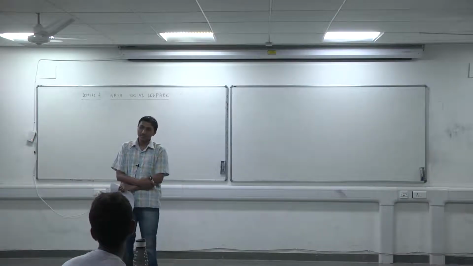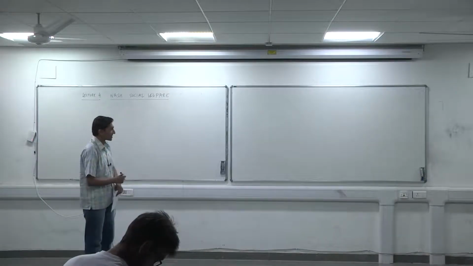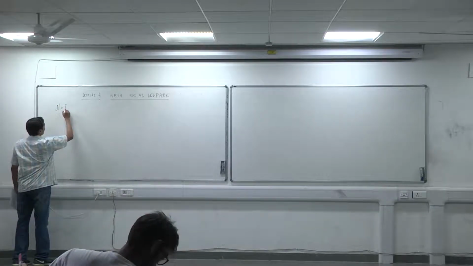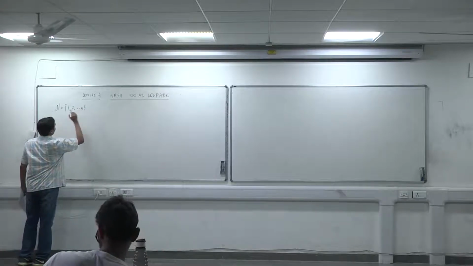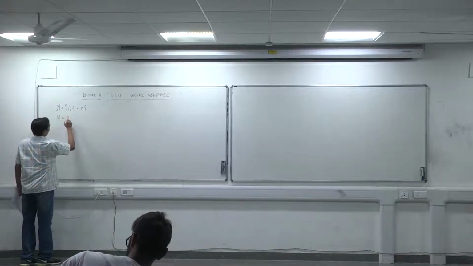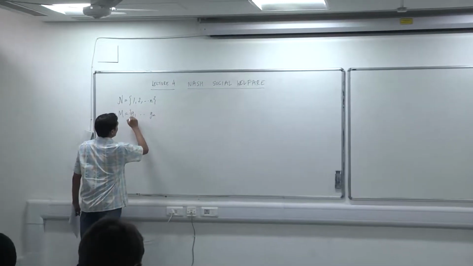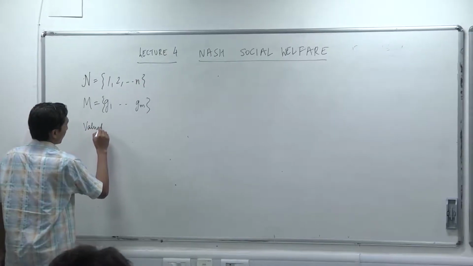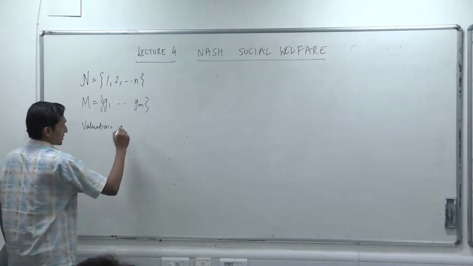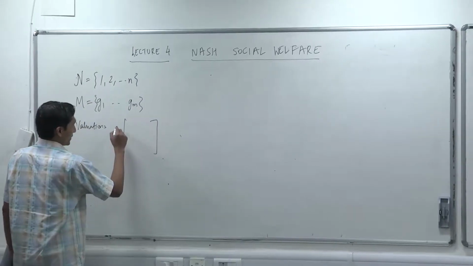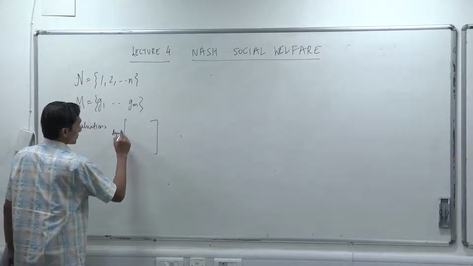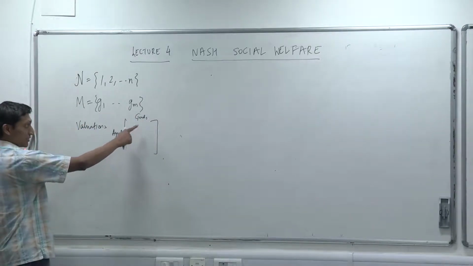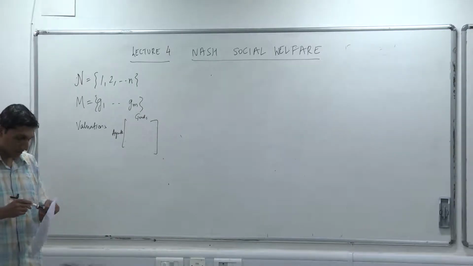Going to see a new fairness notion. So yesterday we talked about the setting where you had a set of agents N, a set of little m goods, and the valuations were just given by this matrix where you had agents as the rows and goods as the columns, and there's one number for every agent-good pair because of the additivity assumption.